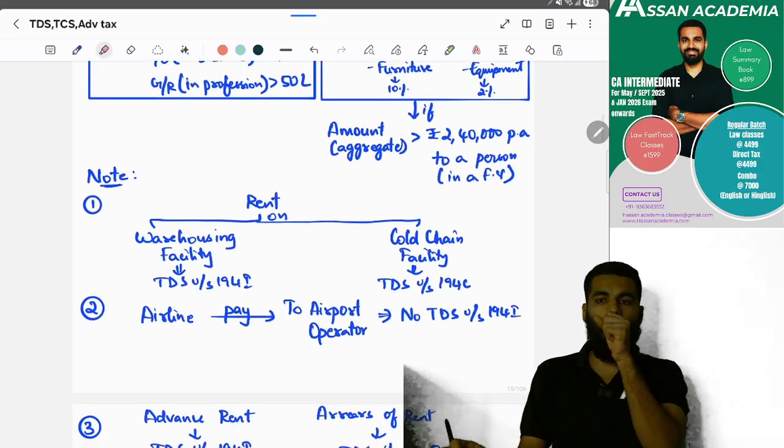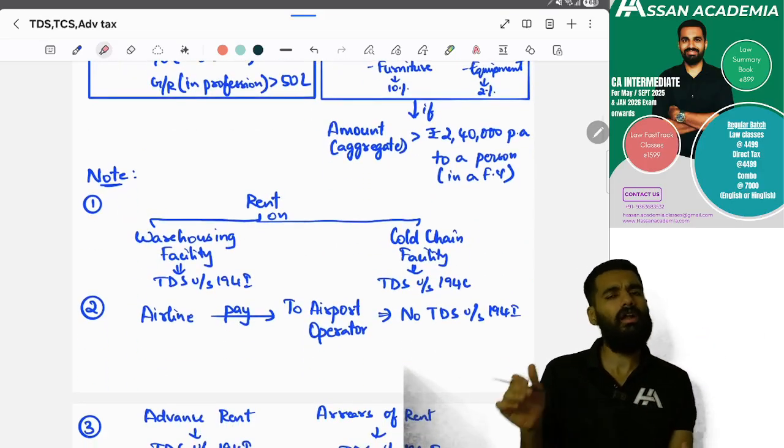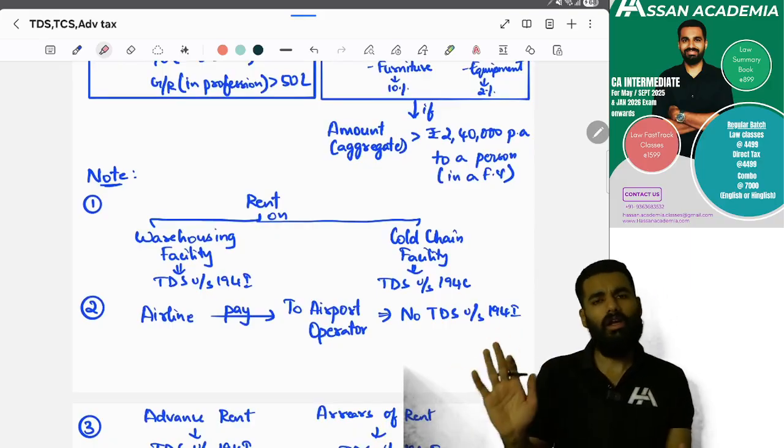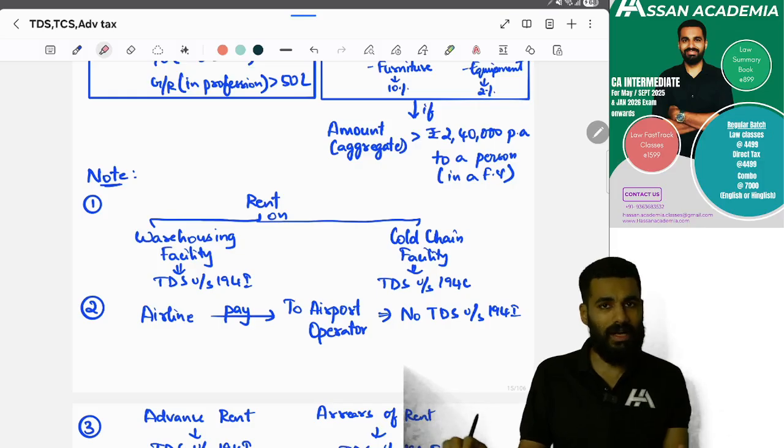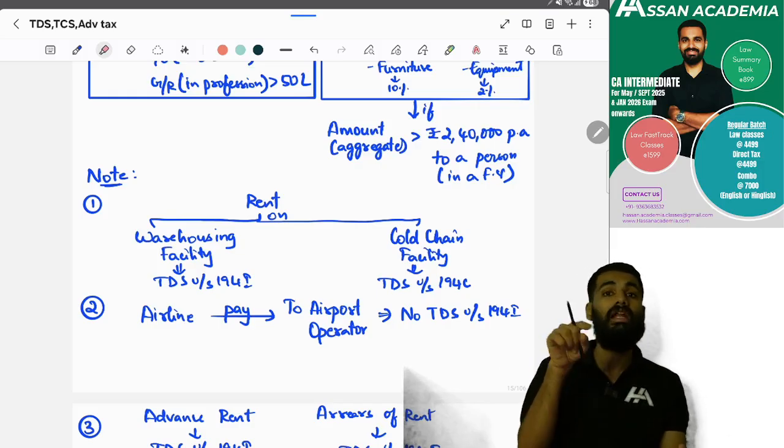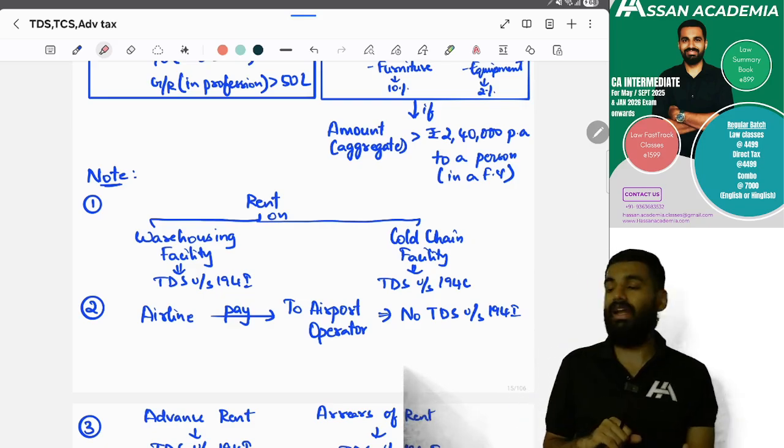Yes, sir. Yes. Warehousing facility rent is considered as 194I. TDS under section 194I will get attracted. But in case of cold chain facility, it is a contract. Here 194C will get attracted.